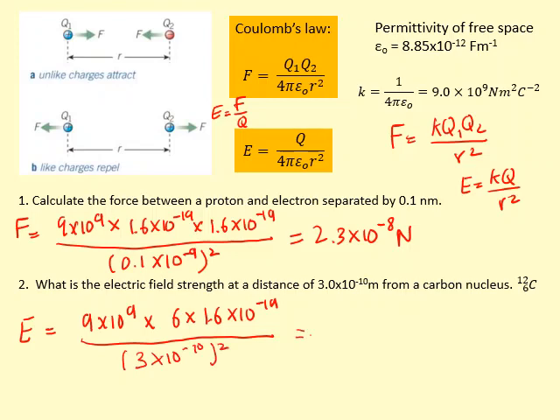This gives us an electric field strength of 9.6 times 10 to the 10 newtons per coulomb. So any charge placed at this point will experience that much electric field strength.